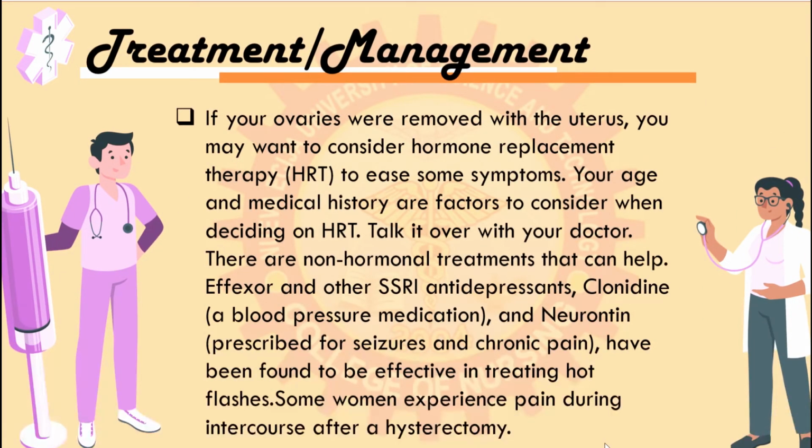For the treatment and management of hysterectomy, if your ovaries were removed with the uterus, you may want to consider hormone replacement therapy or HRT to ease some symptoms. Your age and medical history are factors to consider when deciding on HRT. Talk it over with your doctor. There are non-hormonal treatments that can help. Effexor and other SSRI antidepressants, clonidine, a blood pressure medication, and Neurontin, prescribed for seizures and chronic pain, have been found to be effective in treating hot flashes. Also, some women experience pain during intercourse after a hysterectomy.